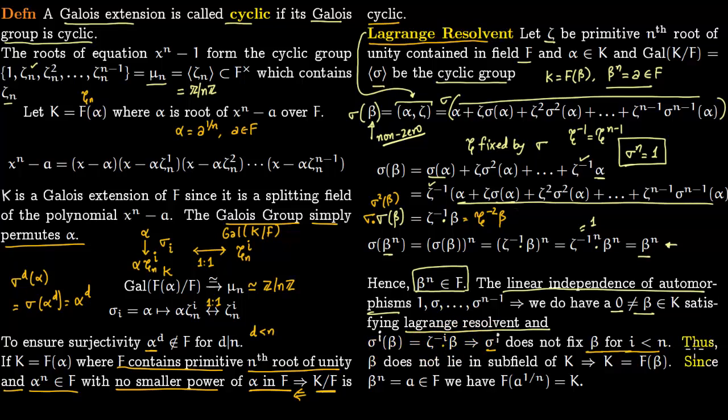So thus beta does not lie in a proper subfield of K, because it is not fixed at all. Therefore it has to be the case that K is equal to F of beta. So you can see beta to the power of n lies in F. You set beta to the power of n as a, which lies in F. So instead of F of beta, F of a to the 1 by n is equal to K. So we have been able to show this result. K is F of beta, beta to the power of n is a, which lies in F. And the implication holds in this direction also.